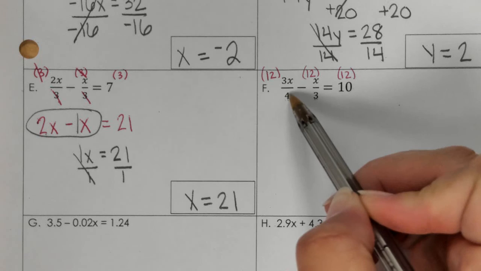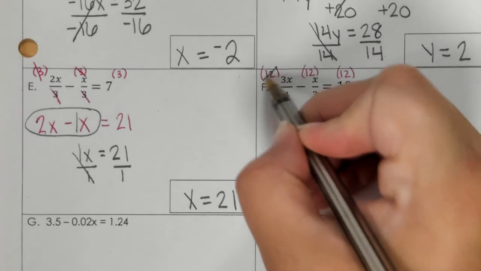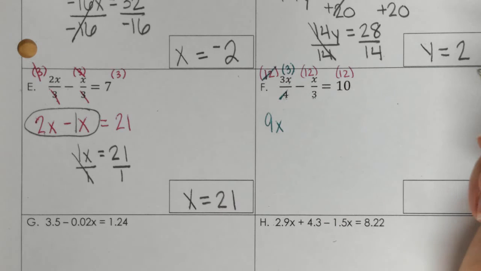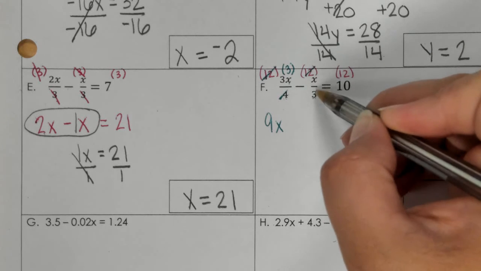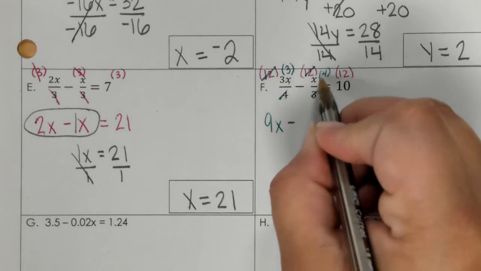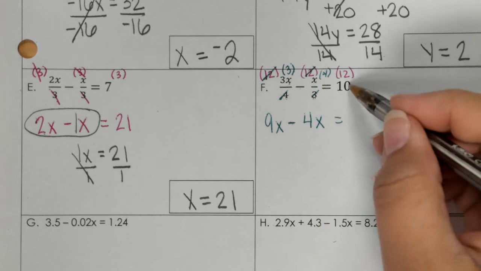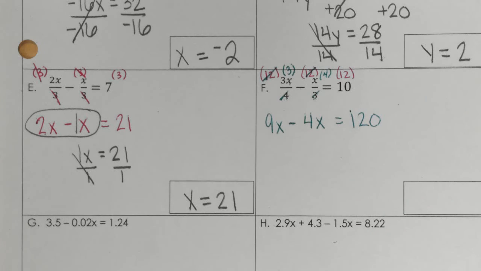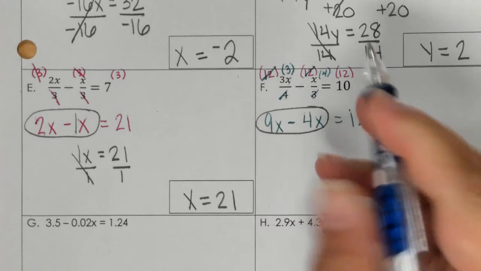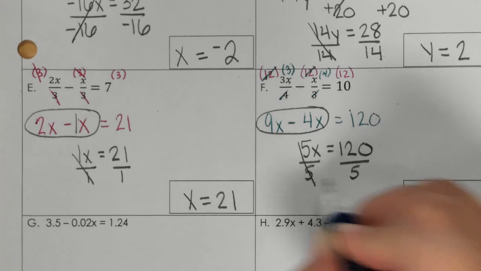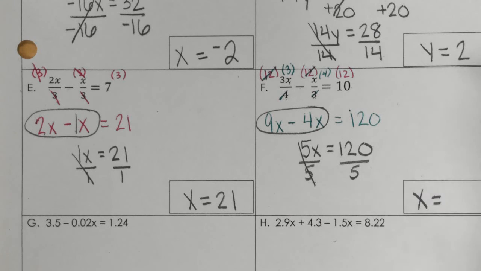You go 12 divided by this bottom number, 4. So 12 divided by 4 is 3. And then you say, okay, 3 times 3x is 9x. Here, 12 divided by 3 is 4. And so 4 times x. So I would put minus from there, and then that 4x. And not a fraction, so I just multiply those and get 120. So now I'm going to combine those like terms and get 5x equals 120. The last step would be divide by 5. And if I divide that, we get 24.